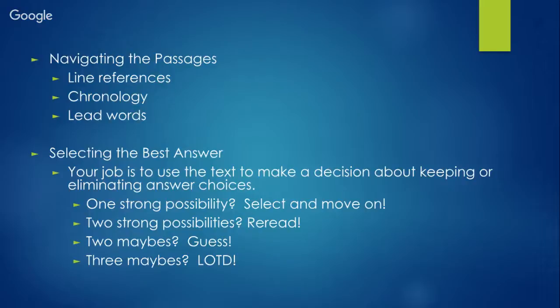Line references, and you'll recognize this, are like in line 22, blah, blah, blah. And chronology is where it says something like, the second thing that happened was that. You're selecting the best answer. Your job is to use the text to make a decision about keeping or eliminating answer choices.